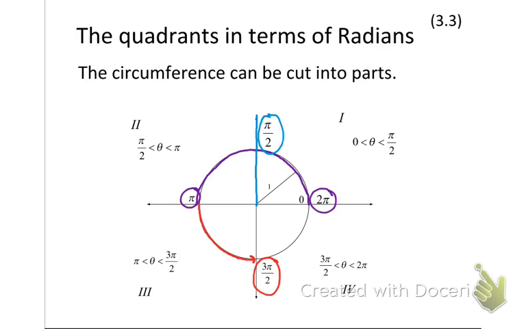So we can kind of equate this in degrees. 2 pi is going to be the same as 360 degrees. Half pi, or pi over 2, is the same as 90. Pi is the same as 180 degrees. And 3 pi over 2 is going to be equivalent to 270 degrees.